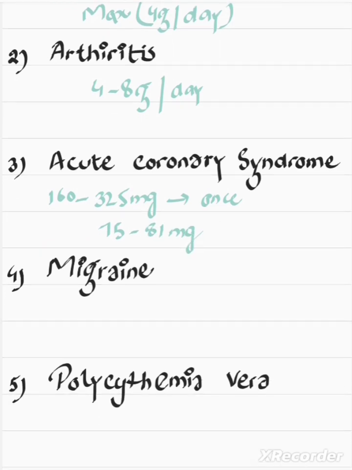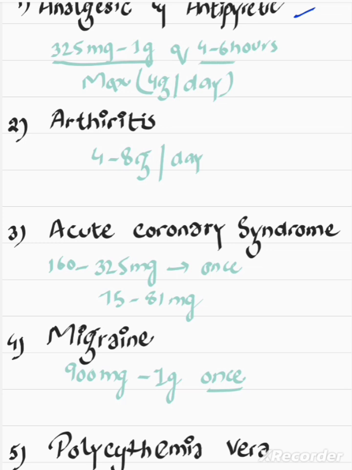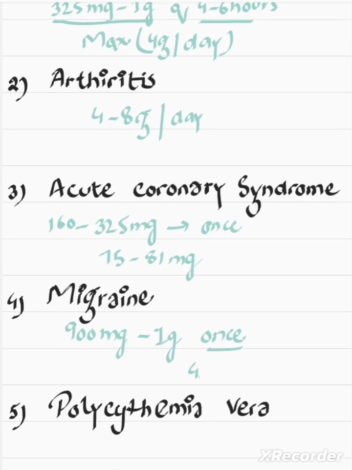In the treatment of migraine, aspirin is given in the dose of 900 milligram to 1 gram, and this dose is given once. If the migraine is not resolved, we can repeat it in this pattern every 4 to 6 hours, but we need to remember that we cannot go up to 4 gram per day. This is the maximum dose of aspirin.